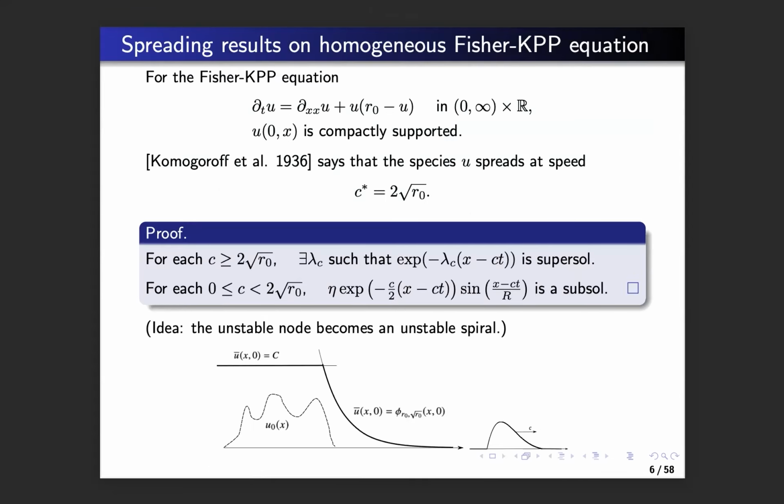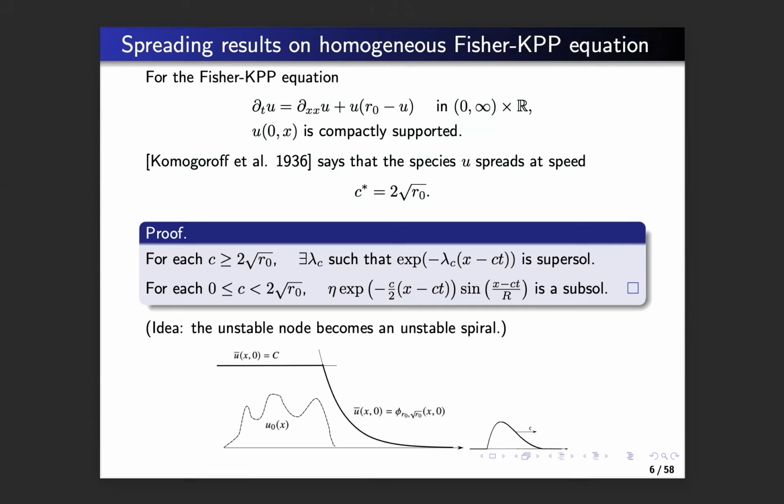Before we go further, I'll just quickly review classical results. In the case when R is a positive constant R naught, the classical result is that c* is 2 square root R naught. This is the case when diffusion is 1. In this case, the result can be proved by constructing super and subsolutions.